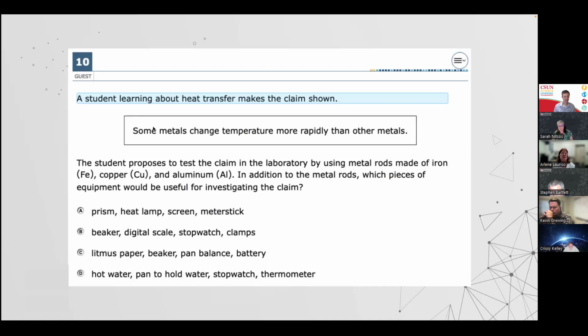And then here's a lab experiment where students are given a claim: some metals change temperature more rapidly than other metals. They're given some metals, iron, copper, and aluminum, and then asked what pieces of equipment they would need to actually conduct the experiment. Hopefully they would clue in to temperature and think about what other things they would need in order to see if the temperature is changing.